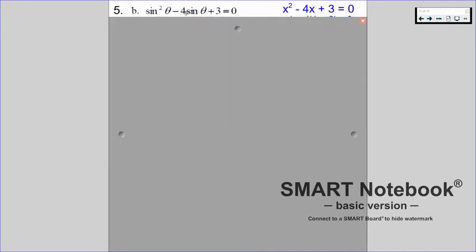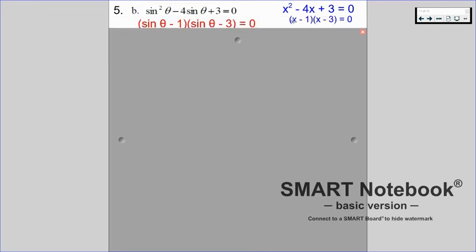5b, sine squared theta minus 4 sine theta plus 3. So that one is set up like a trinomial. I've got 3 terms. Sometimes it's useful to think of it like this. Instead of sine theta squared, think of it as just x squared. So if it looked like this, how could you factor it? And we could factor that into x minus 1, x minus 3. And we'll do the same thing, but instead of the x, we're going to use sine theta.